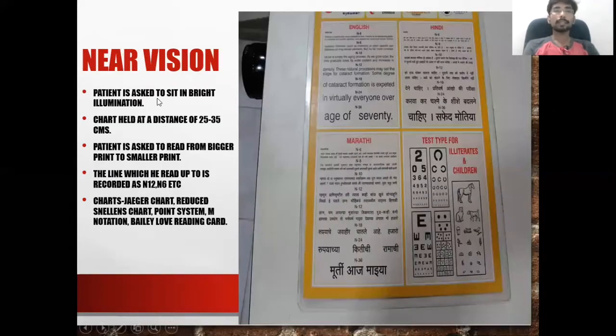Next is near vision. The patient is asked to sit in bright illumination, with the chart held at reading distance, usually 25 to 35 centimeters. The patient is asked to read from bigger print to smaller print. The line which he reads up to is recorded as N12, N6, etc. The chart is Jaeger's chart. Suppose the patient can read up to N12, his vision will be N12. If he can read up to N6, his vision will be N6.